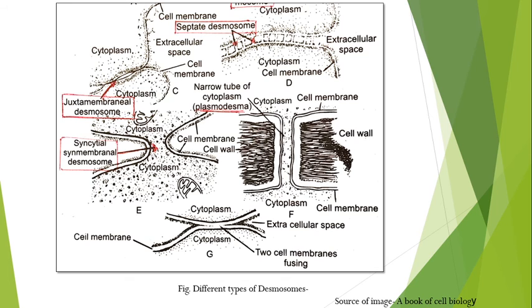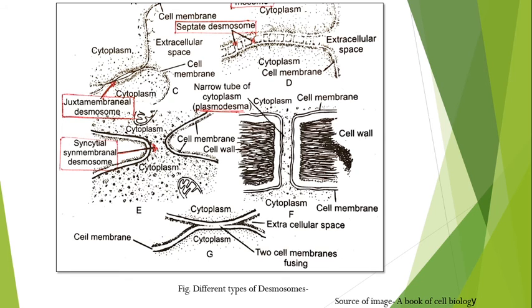See, juxtamembranal desmosomes. The membranes are very closely and intimately opposed in parallel array, but not fused with each other. That is the juxtamembranal desmosome. Both cells are nearly parallel, but not fused together. That is the juxtamembranal desmosome.